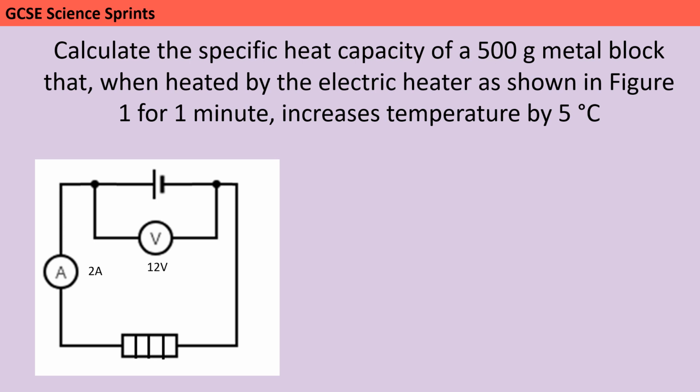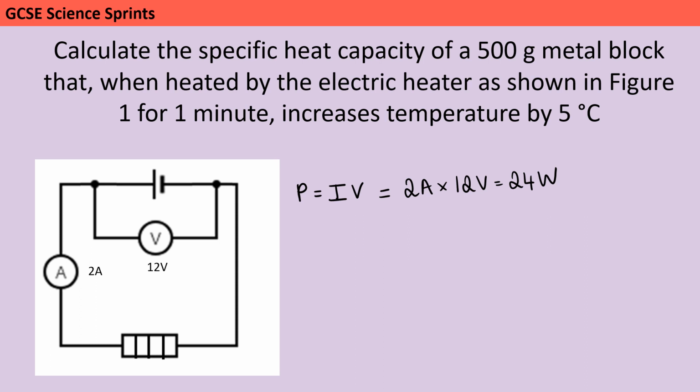In the circuit diagram, you're given an ammeter and a voltmeter, which measure current and potential difference respectively. So if I have current and potential difference, I can put these together to calculate power. So power is current multiplied by potential difference, in other words, the 2 amps from the ammeter multiplied by the 12 volts from the voltmeter, and that gives me a total power of 24 watts. What that means in real terms is that every second the circuit is transferring 24 joules of energy.